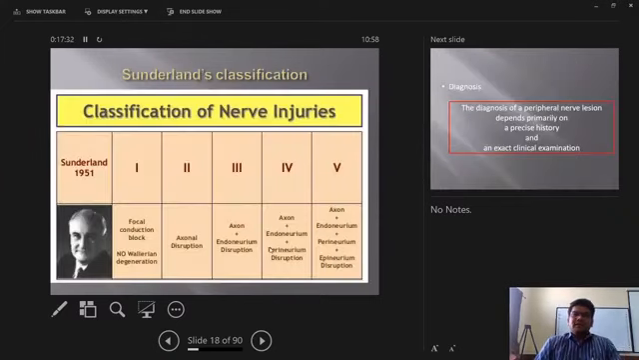So now coming to Sunderland's classification. Sunderland classified the nerve injuries into 5 types. Type 1 is focal conduction block. There is no Wallerian degeneration. Type 2, there is axonotmesis. Type 3, it is axonotmesis, axon plus endoneurium also disrupted. Type 4, it is endoneurium plus perineurium disrupted. Type 5, it is endoneurium, perineurium and epineurium disruption. So type 1 is neuropraxia. Type 5 is neurotmesis. So types 2, 3 and 4 are axonotmesis.